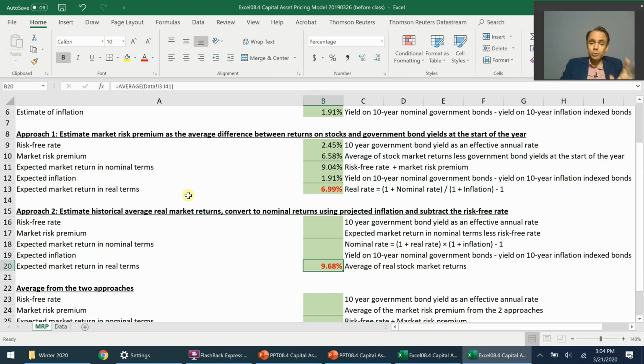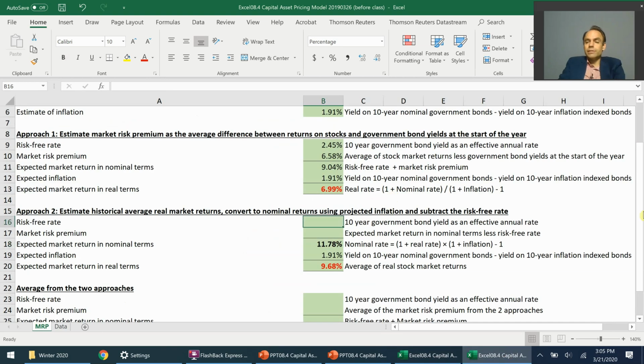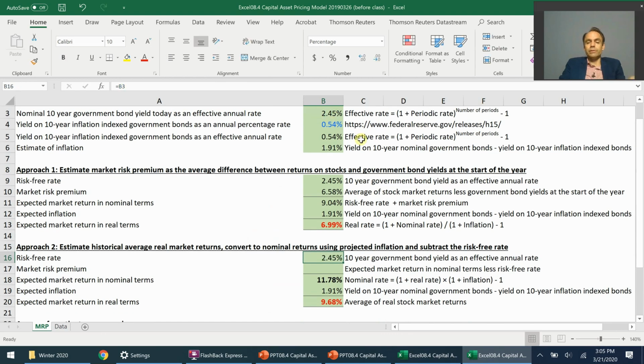So under estimation technique 2, I start with my estimate of real market returns, and then I work backwards. I incorporate expected inflation of 1.91%, and then I come up with an estimate of the nominal market return by saying 1 plus the real market return multiplied by 1 plus the inflation rate, minus 1, which gives me an estimate of the future market returns in nominal terms. I'm just going to switch over and check whether that computation is consistent with my results. It is. The risk-free rate is still 2.45% in the context of when we did this data. And then the market risk premium using estimation technique 2 is 11.78% minus the risk-free rate, or 9.33%.